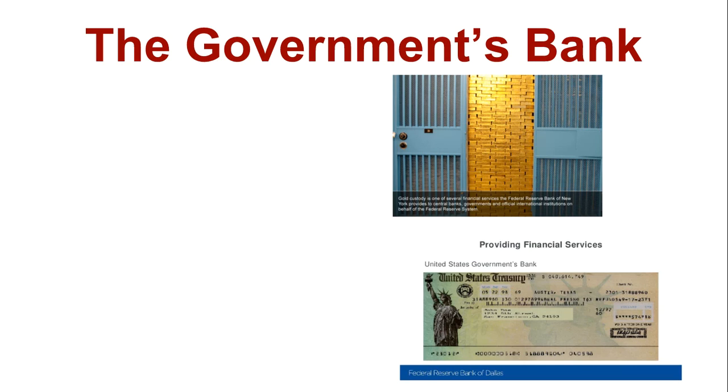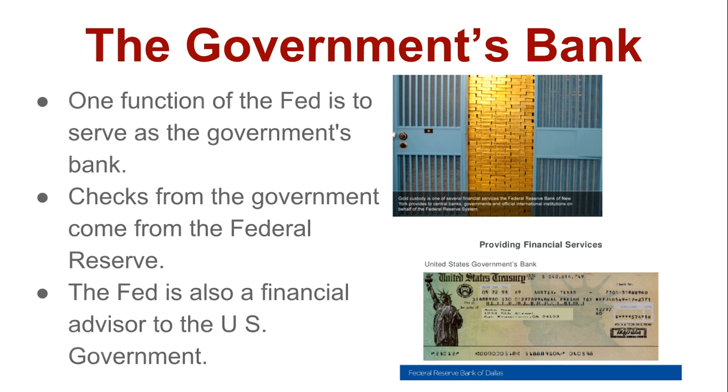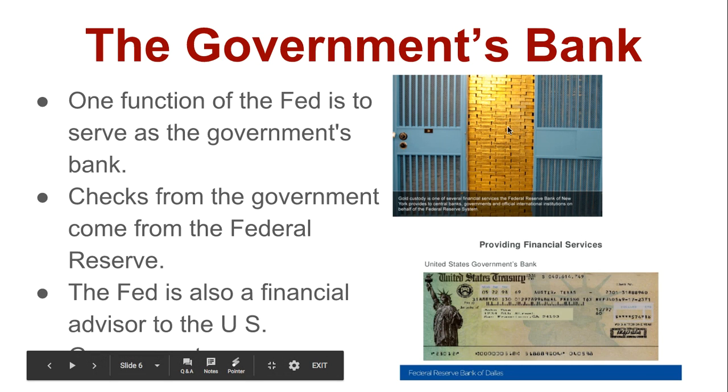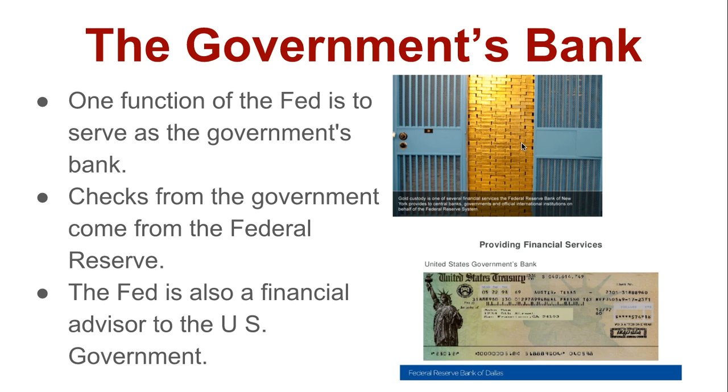The government's bank, another role of the Federal Reserve. One function is to serve as the government's bank. This is where the government of the United States of America has its money. Gold is also kept here. People like to think Fort Knox has tons of gold. Fort Knox, sure. But the Federal Reserve banks, that's where the gold really be at.